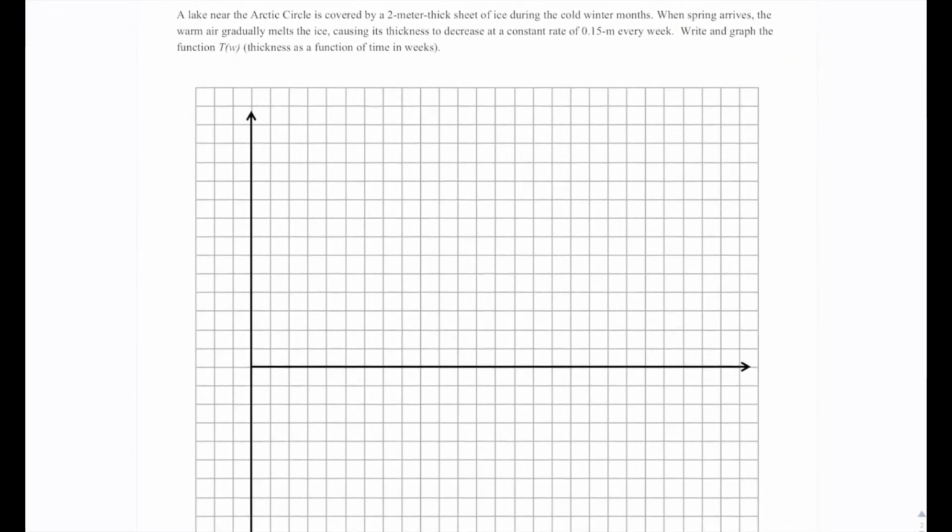So here we have a lake near the Arctic Circle. The lake has ice on it, and the initial thickness is 2 meters, and then when warm months arrive, when spring arrives, the warm air gradually melts the ice at this rate, 0.15 meters every week. And we need to write the function T of w, where T stands for thickness, and w stands for the number of weeks. So T of w, we start at 2 meters, and then it decreases, so I'm going to put a minus. The rate is 0.15, and then w for weeks.